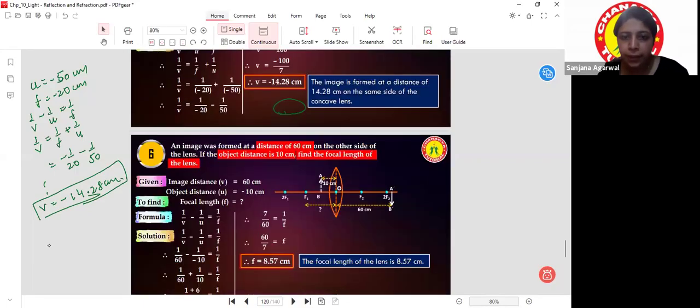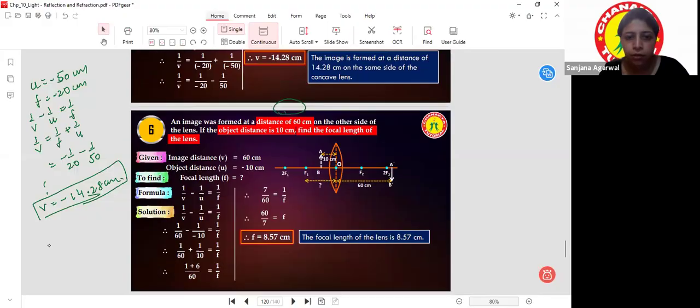Here is another question based on this. This is based on a convex lens actually, because the object distance is this and the image obtained is on the right side. You can pause the video and start solving the question.